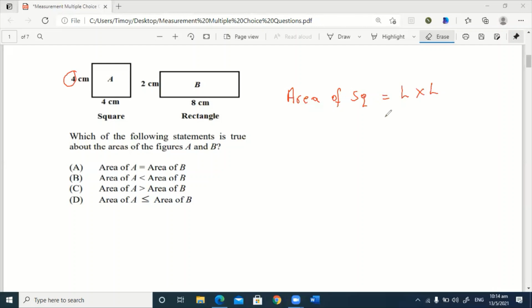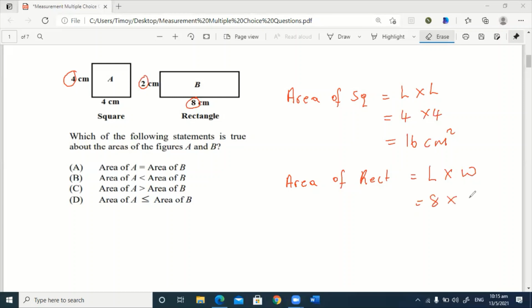So it's going to be 4 times 4, which is going to equal 16. And because you're dealing with area, you have to remember the unit, which is squared centimeter. All right? Then now we need to find the area of the rectangle. So we know that the area of the rectangle is going to equal length multiplied by the width. What is the length? The length here is 8. So it's going to be 8 times the width. The width here is 2.